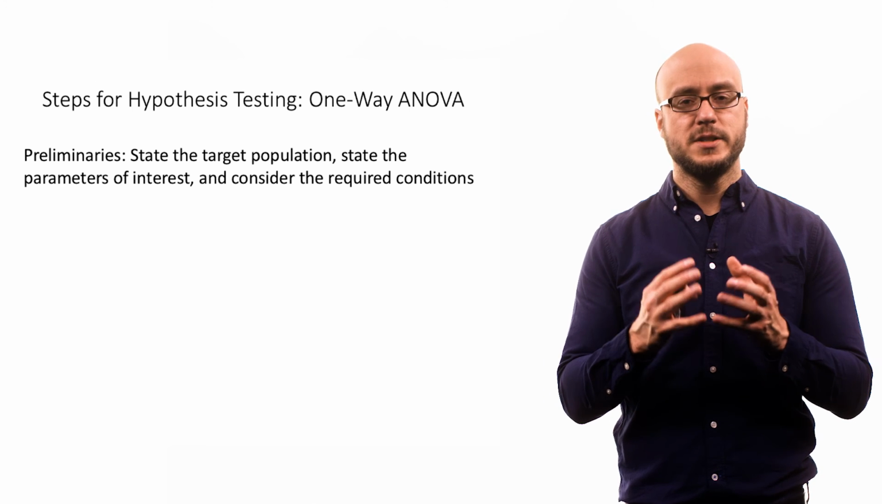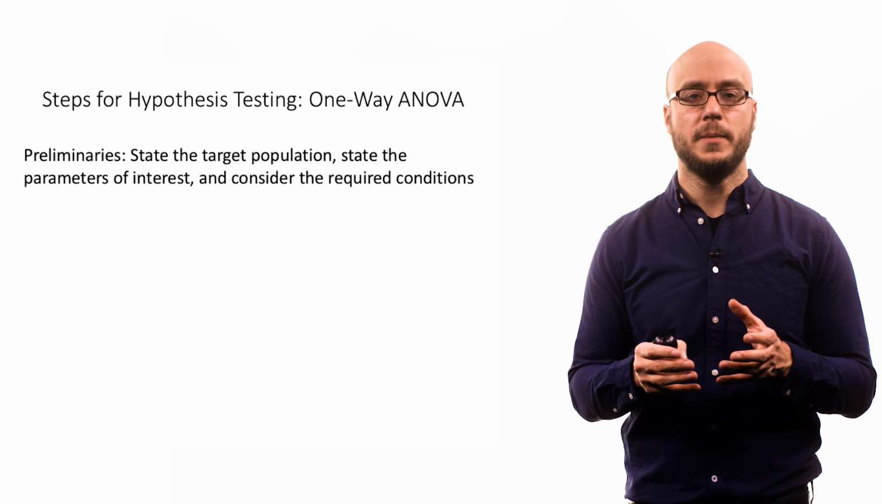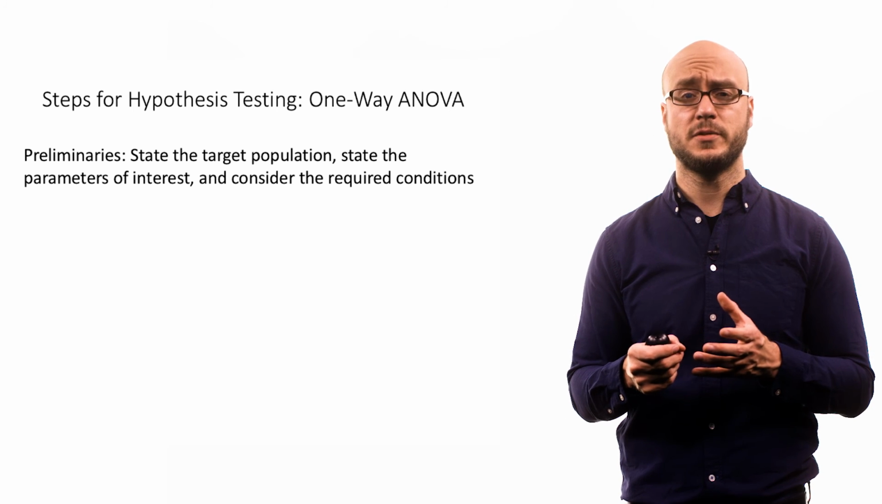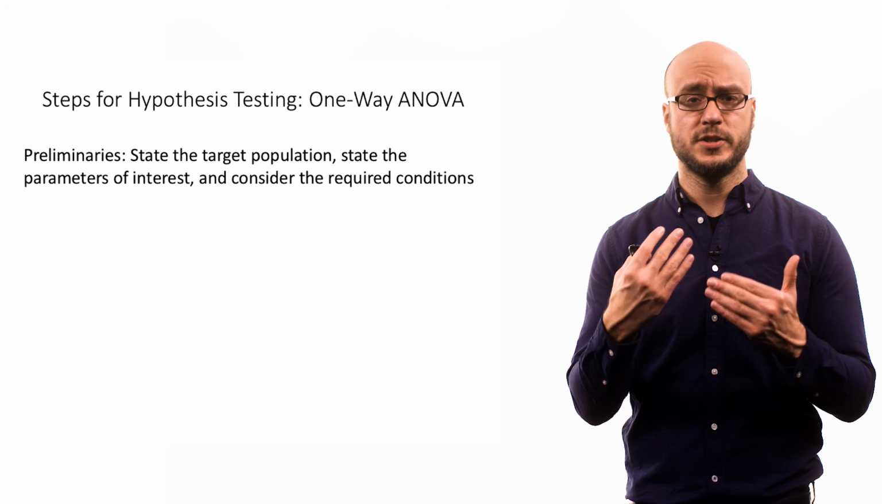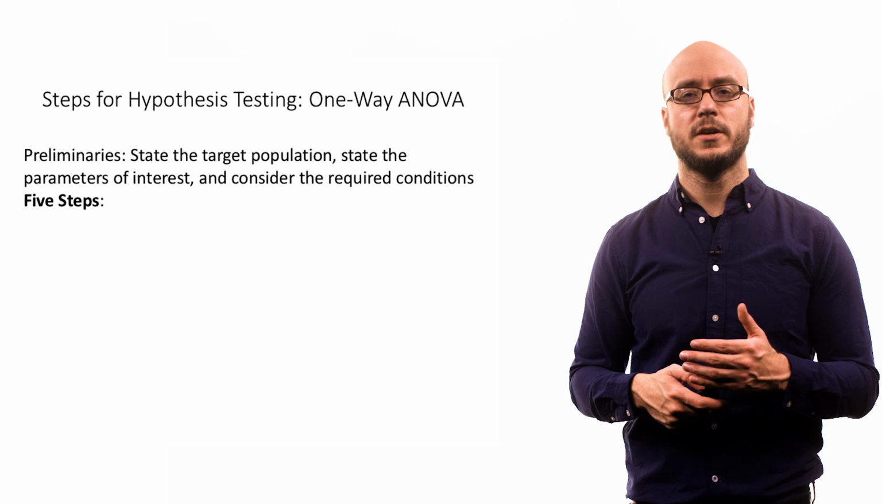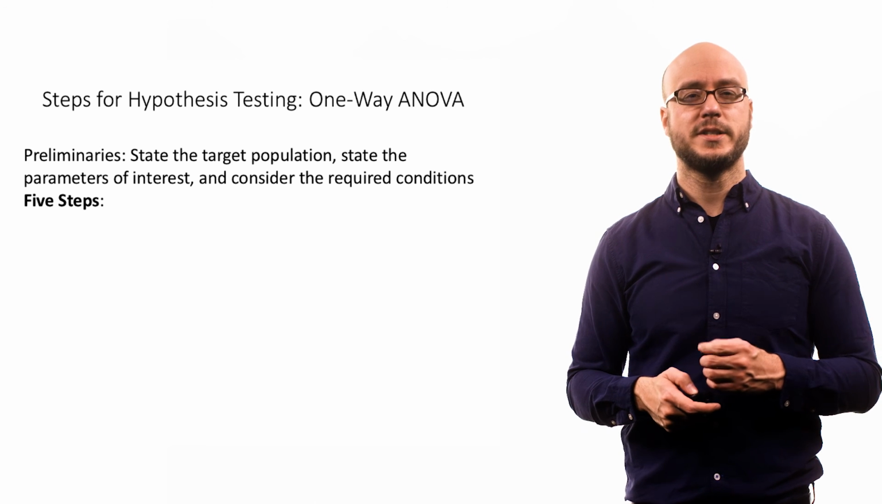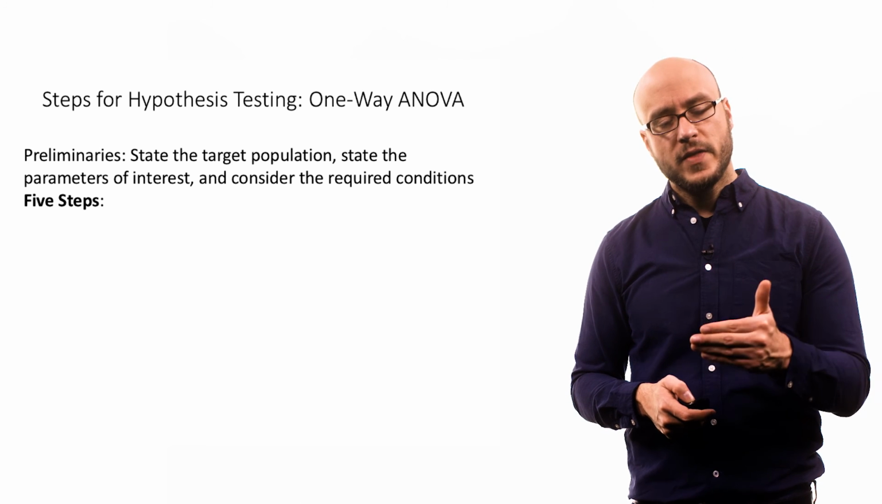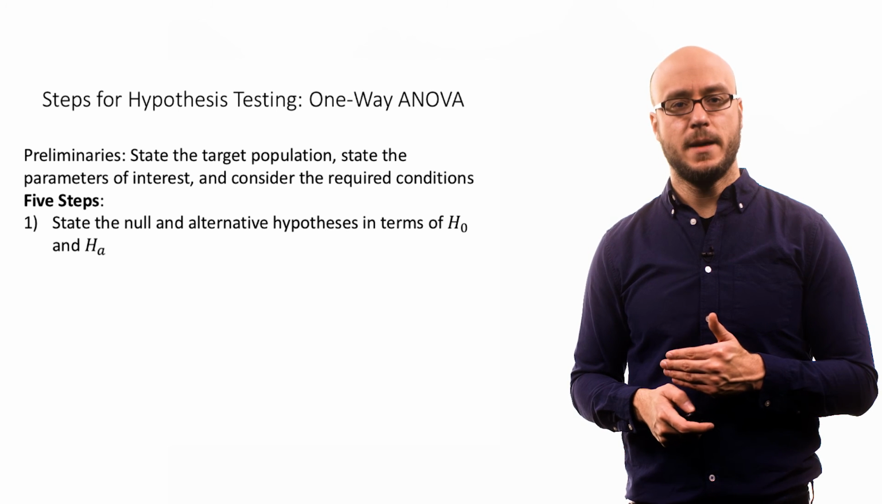There are preliminaries as usual. You want to state the target population. You want to state the parameters of interest. So with one-way analysis of variance, you're interested in comparing these different group means. And then you want to consider the required conditions that we had discussed earlier. Then you move on to these 5 steps.